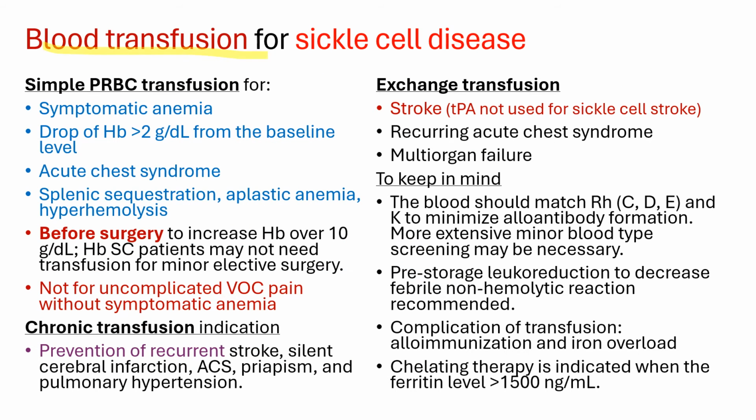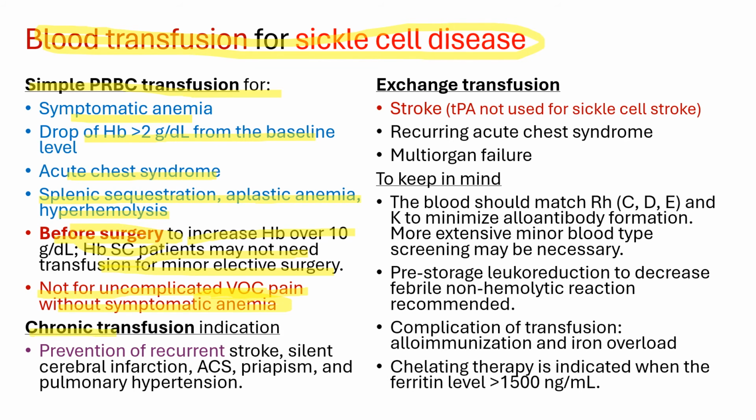Blood transfusion for sickle cell disease is a very important subject. Simple packed red blood cell transfusion is indicated for symptomatic anemia or a drop of hemoglobin of more than 2 grams from the baseline level, acute chest syndrome, splenic sequestration, aplastic crisis, and hyperhemolysis. Make sure you increase the hemoglobin over 10 grams with a blood transfusion before surgery. But hemoglobin SC disease patients may not need a transfusion for minor elective surgery because their complication rate is lower. But blood transfusion is not indicated for uncomplicated vaso-occlusive crisis pain without symptomatic anemia.